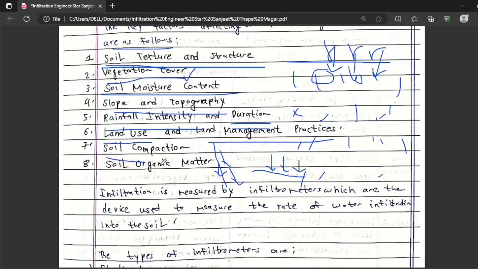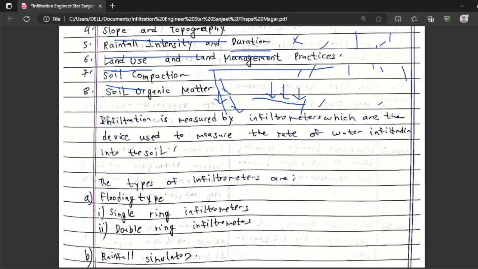Next is soil compaction. In compacted soil, void is less, so infiltration is less. And in well structured or non-compacted soil, the void will be more, so that water penetrates quickly. Next is soil organic matter. If there is organic matter, then it will absorb and transmit the water, so that infiltration increases.